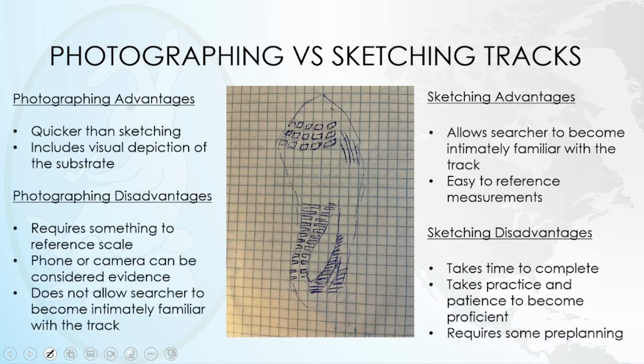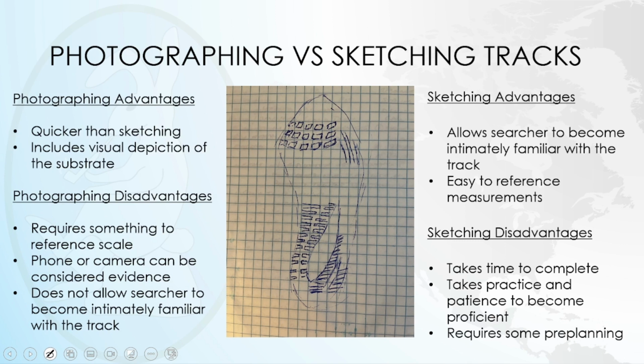Last slide here on communicating tracks. We'll talk about photographing a track versus sketching a track. We have a couple options of how we can record that track. We can either photograph it or we can sketch it. But there's pros and cons to both approaches here. If we're going to photograph, the advantages are it's quicker than sketching, and it includes a visual depiction of the substrate. You can see exactly how that track was captured in a photograph.